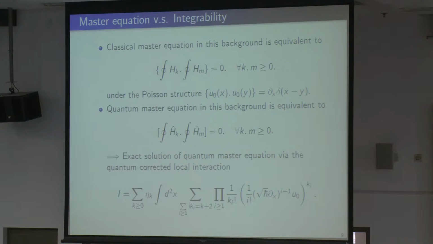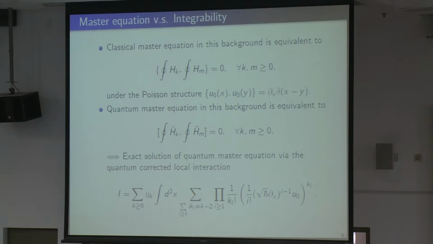This is the answer. If you try to analyze the master equation, you find something related to integrability. You can prove that the classical master equation I mentioned before, in this particular background, is basically equivalent to this equation: these currents commute with respect to this Poisson structure. This is actually equivalent to the classical master equation in this background. And now you can start to do renormalization and solve the quantum master equation and so on.